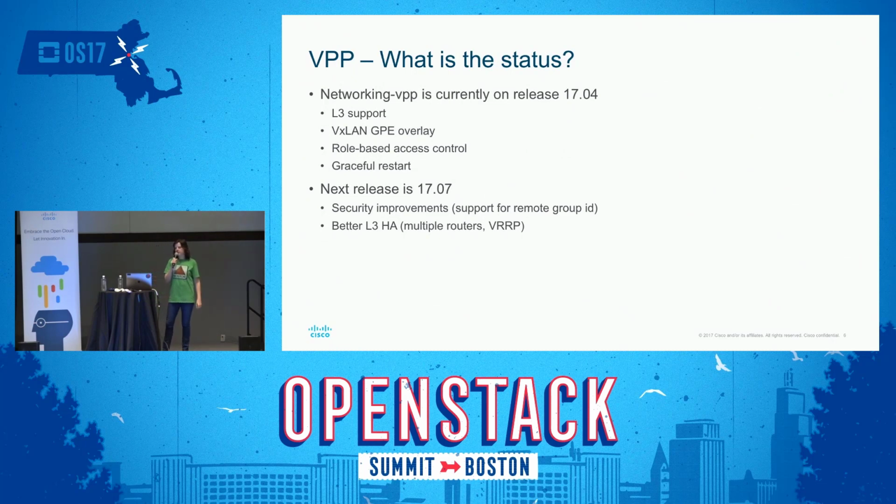What's the status of VPP? Networking VPP, which as I mentioned is the OpenStack integration, is currently on release 1704, which gave us L3 support, VXLAN GPE, role-based access control, and graceful restart. The next release, which is coming down the pike, brings us security improvements, things like remote group ID support. It also brings us better L3 HA, multiple routers, and VRRP, Virtual Router Redundancy Protocol.